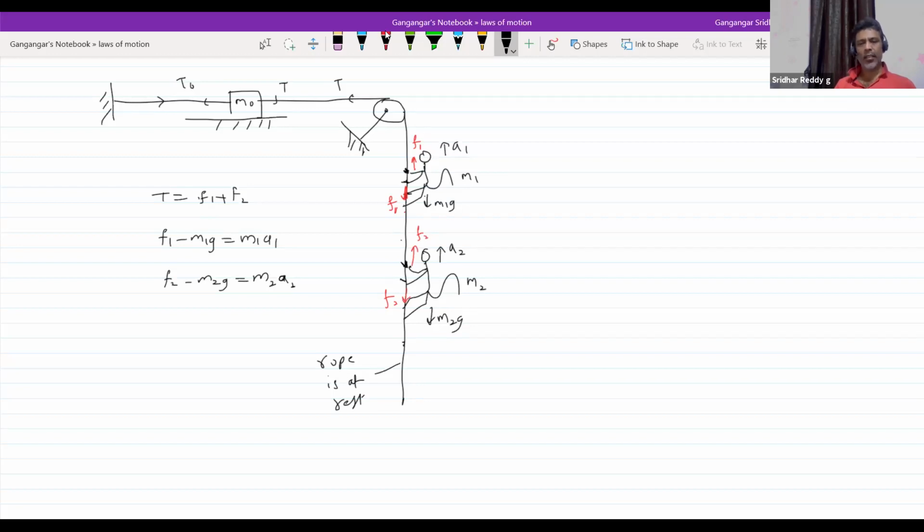Similarly here, the same F2. The monkey will press the rope, so because the friction will act here, the friction acting on the monkey will make it move: F2 minus M2G equal to M2A2. And here F2 is acting on the rope. So what is the total force acting on the rope? F1 plus F2. So that should be the tension. I'm equating here. What is the state of the block? The block cannot move because this won't permit. Therefore T naught minus T equals 0. Any doubt you can clarify?